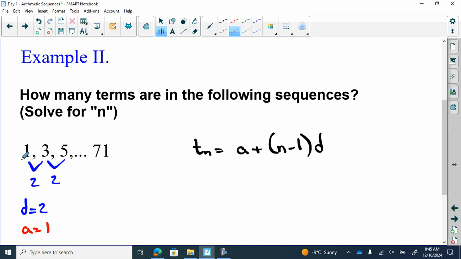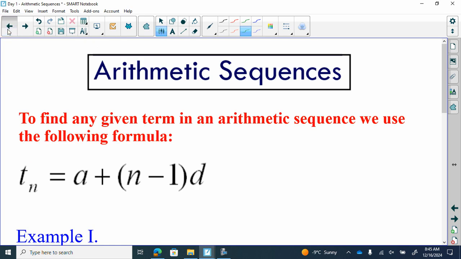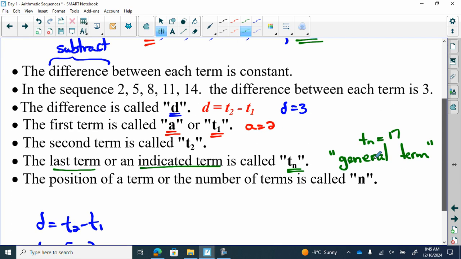1, the first term. What else do they give me here? The last term, John Boy. What is the last term? And what do we replace with a 71? Tn. And if you're not sure why, let's go back to the notes. The last term, Tn. Cool?